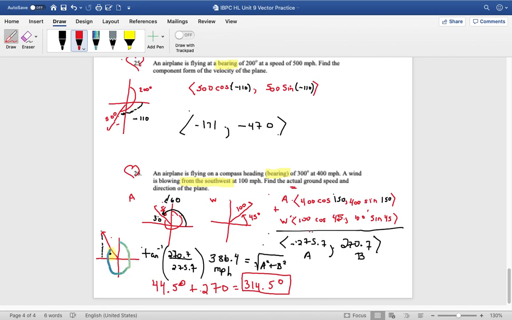You know. So there you go. I was asked for the actual ground speed, which I found here, and the bearing of the plane with the effect of the wind.